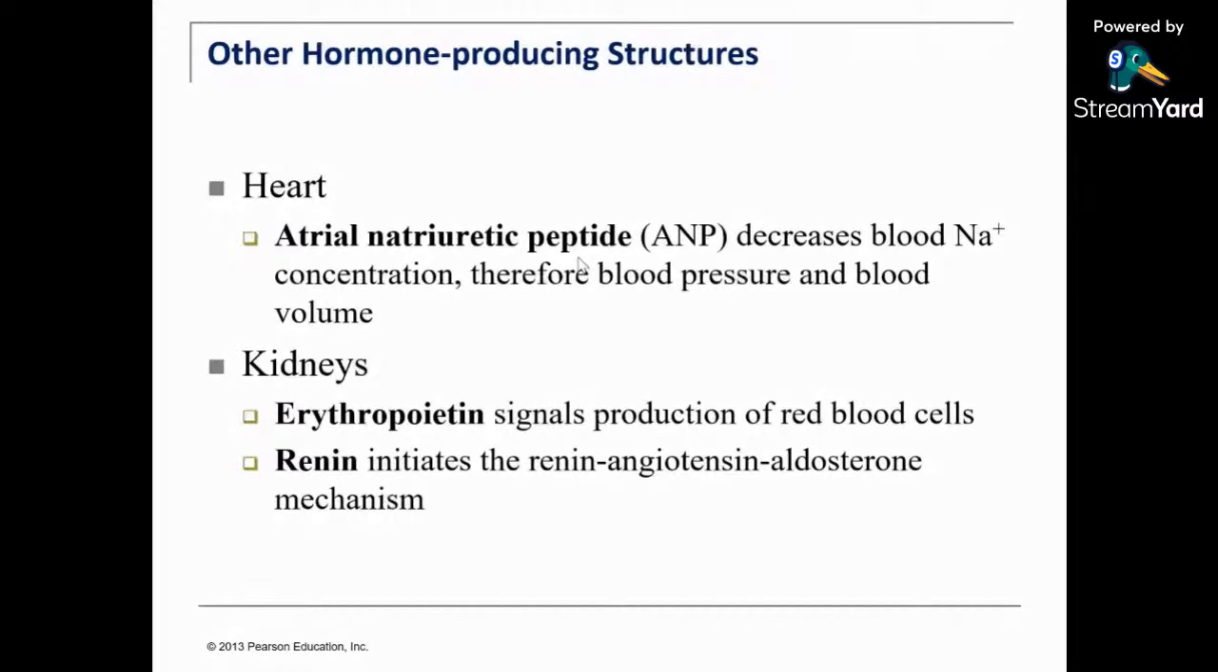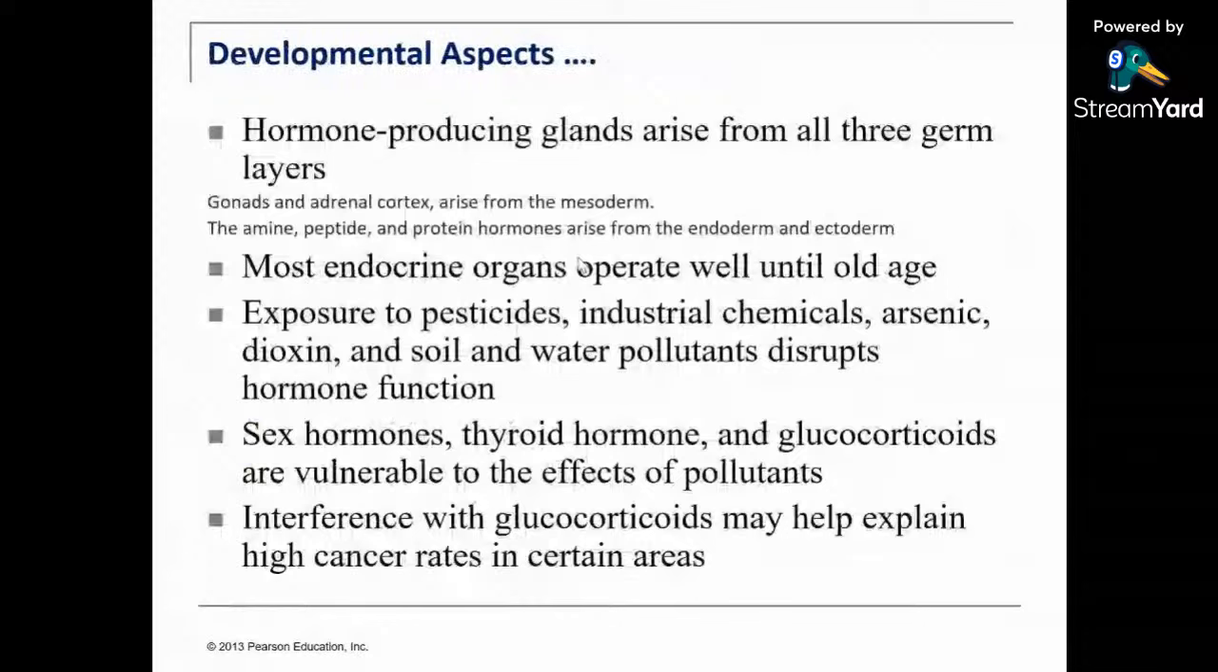Now, if we look at the development aspects of the hormone, hormone-producing glands arise from all three germ layers. Mainly gonadal and adrenal cortex hormones arise from the mesoderm, and the amine, peptide and protein hormones arise from the endoderm and ectoderm. Most endocrine organs operate well until old age.